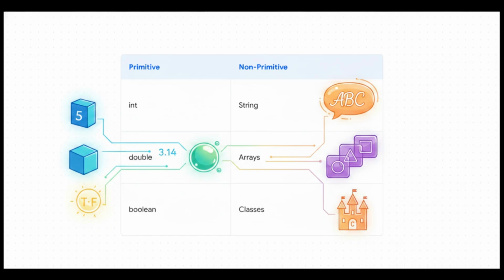We've got two main categories here. On one side, we have primitive data types. These are the built-in raw values held directly in memory, things like int for integers, double for decimals, and boolean for a simple true or false. On the other side, we have non-primitive or reference types, like string for text and arrays for collections. If you're a beginner, don't get overwhelmed. Just focus primarily on these five for now: int, double, char, boolean, and string. Master those, and you've got the keys to the kingdom.